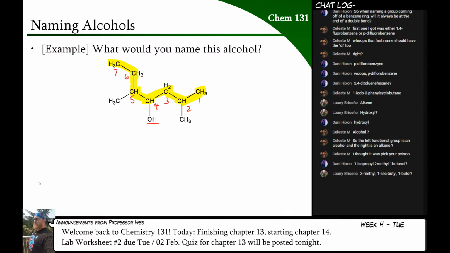Then I need to name the groups that are coming off of this, and so I have a methyl and a methyl. So this would be 2,5-dimethyl, 4-heptanol.